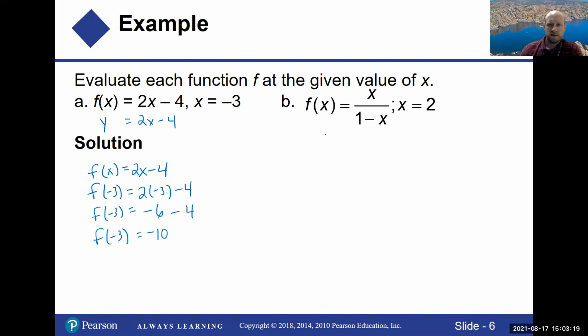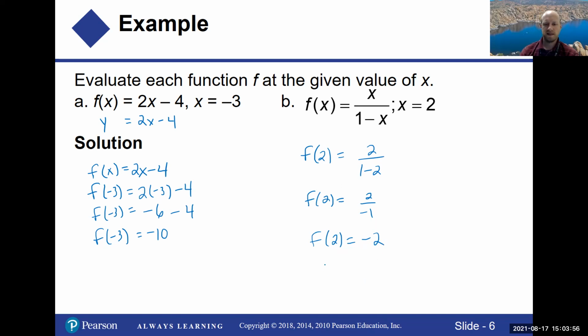Let's do another one here. This one is F of X equals X over 1 minus X, where X equals 2. So we're going to put in 2 for X and then just simplify it down. We leave the F of 2 alone and we keep simplifying on the right side. So 1 minus 2 is -1. Then F of 2, 2 divided by -1, is simply -2. So this is our answer, if you will. When you input 2 for X, you get an output of -2.